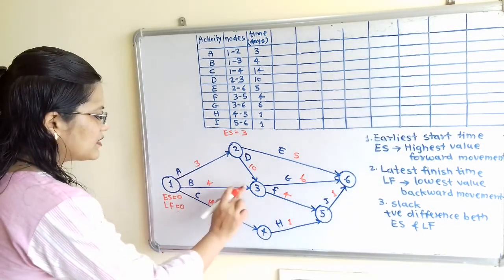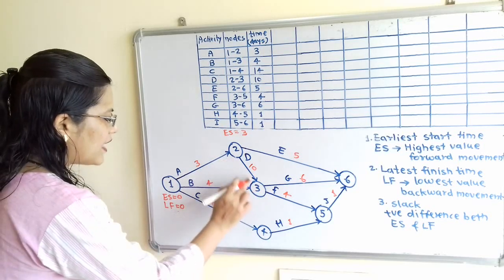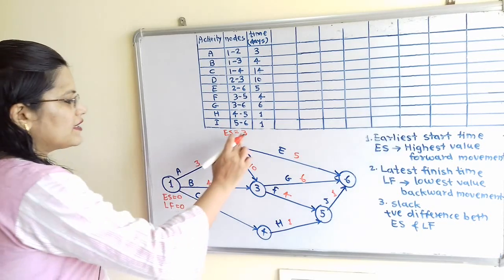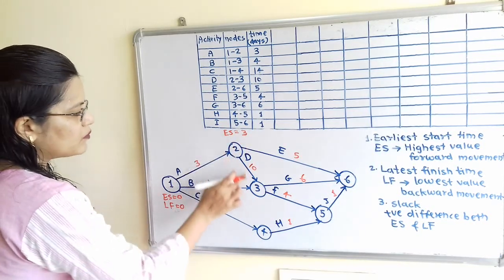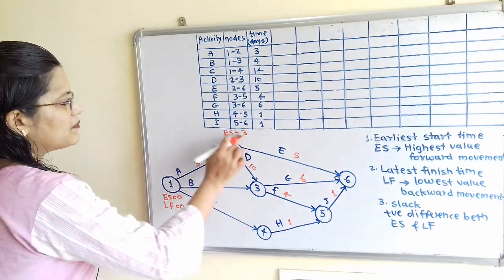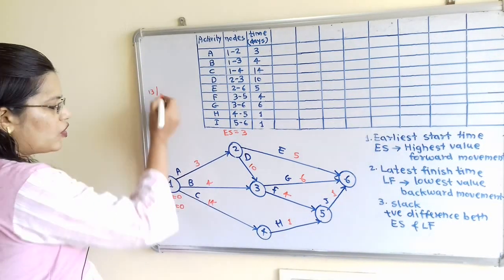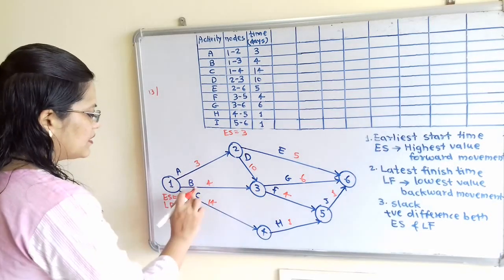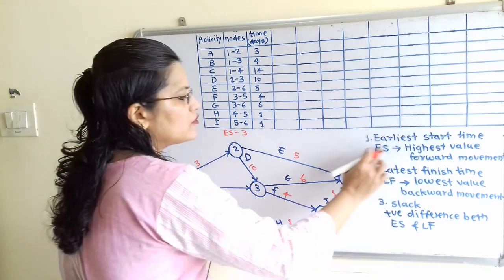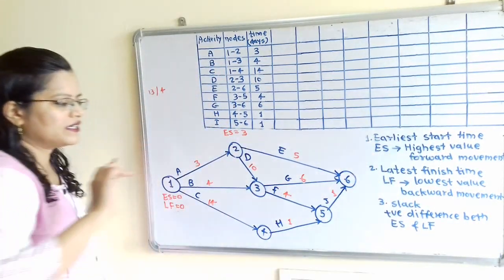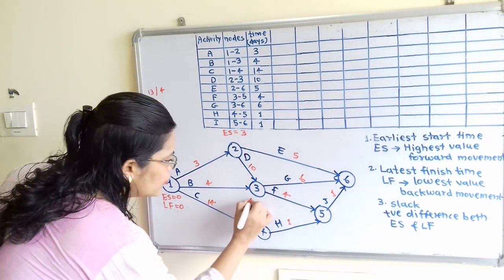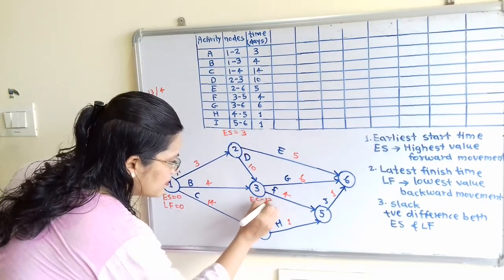Then at node 3, there are 2 incoming arrows, so we have 2 options. The first option is from node 1 to 2, then 2 to 3, that is total duration 10 plus 3, that is 13, or directly from 1 to 3, that is duration 4. While selecting, we have to select the highest value for ES. The highest value is 13, so I will select 13 here.